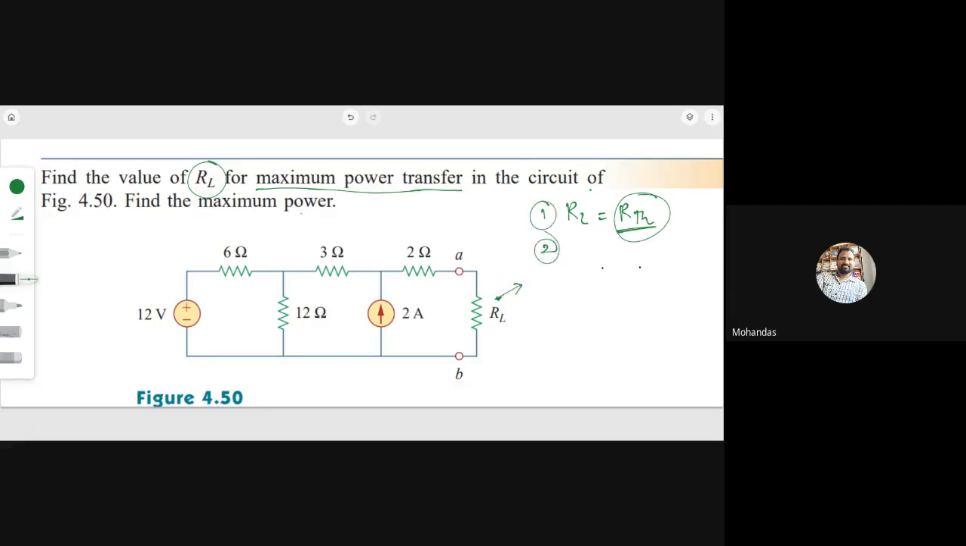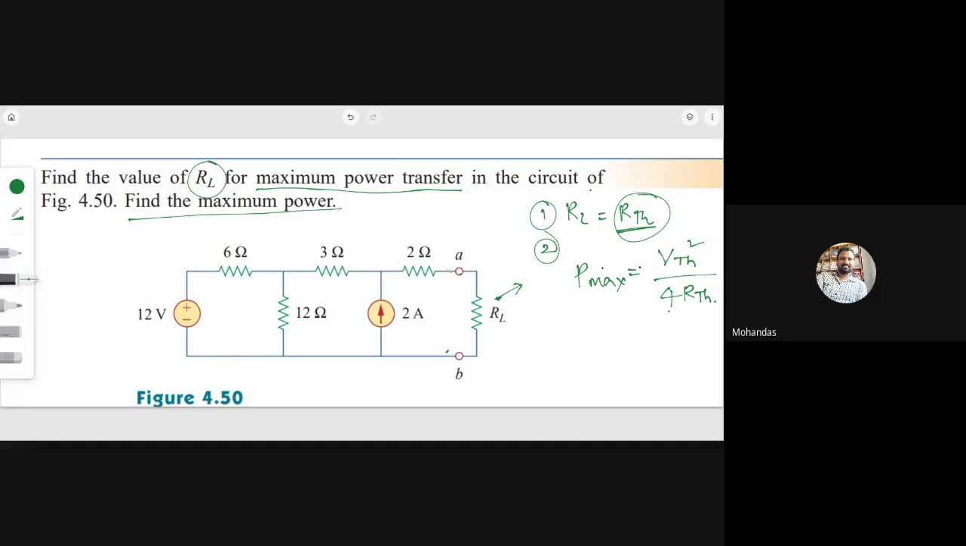Second one is, find the maximum power. Just now we derived. What is the formula for maximum power? Please, anybody can tell me? V Thevenin square by 4 into R Thevenin. So for this given problem, across the AB terminals, you have to calculate V Thevenin and R Thevenin.